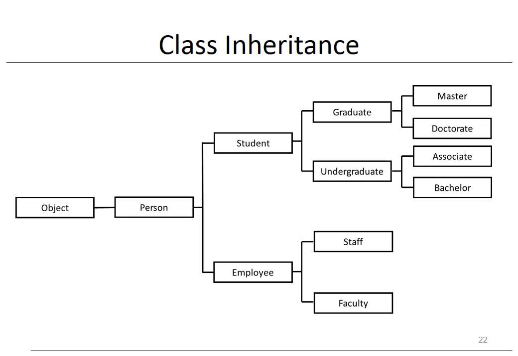Where would you define a method isPassed? Well, I would put it in the Student class, since this method applies to all students, no matter if they are undergraduate, associate, bachelor, or postgraduate, master, or doctorate. Where would you include a variable PhD title? Well, this variable can be added to the Doctorate class and will not be inherited by any other class.